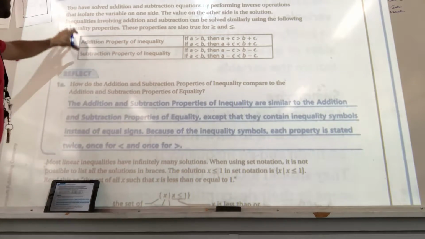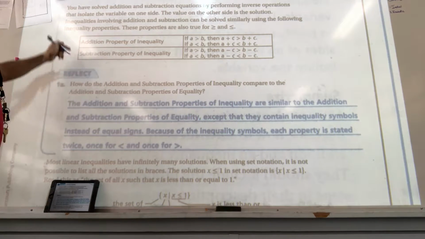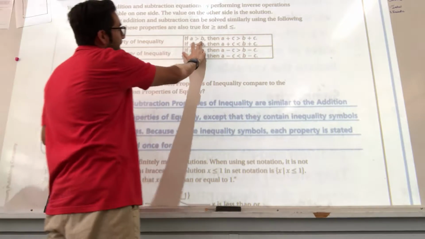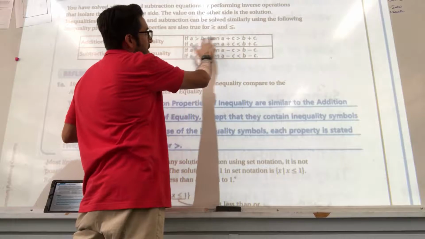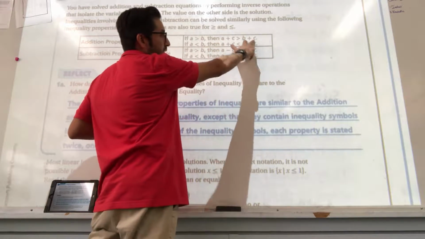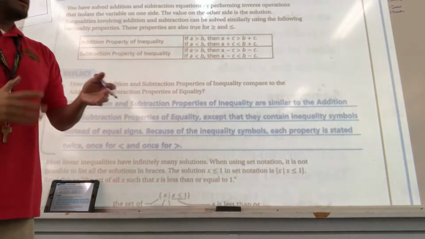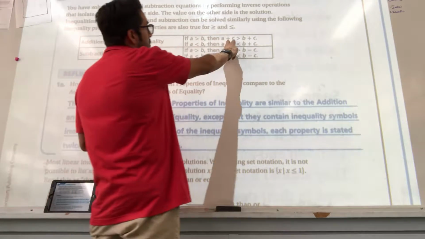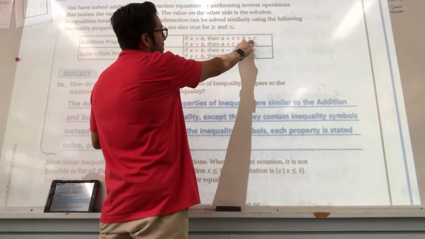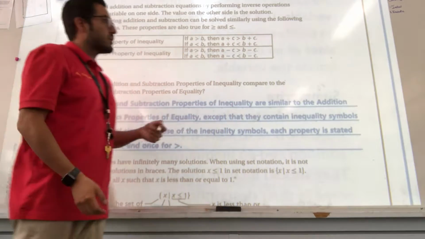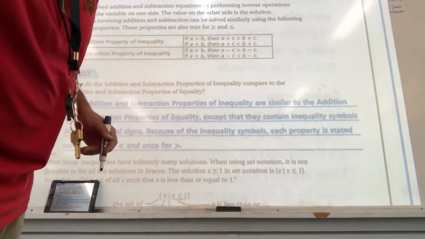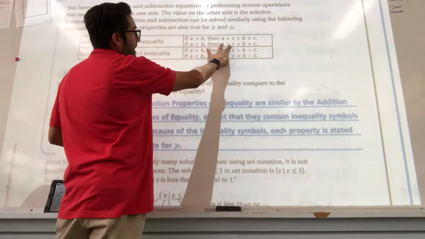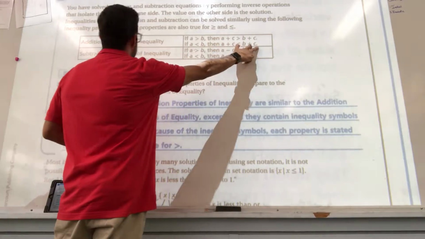Okay, so we have 2 properties right here. The addition property of inequality, and what this means is that if A is greater than B, then A plus C is greater than B plus C. So if A was 1 and B was half and C was 2, well, 1 plus 2 is going to be greater than half plus 2. That's all that's saying, okay? And then that also says that if A is less than B, then A plus C is going to be less than B plus C, okay?